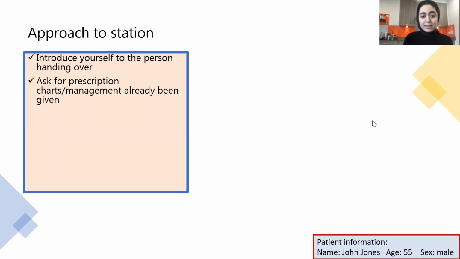I find it easier to ask for any prescription charts or management that has already been given right at the start. But if you want, you can ask it during exposure. It's completely up to you. So I've asked this question, and the examiner has told me that the patient has received paracetamol because apart from the nausea and vomiting, they are experiencing some abdominal pain.